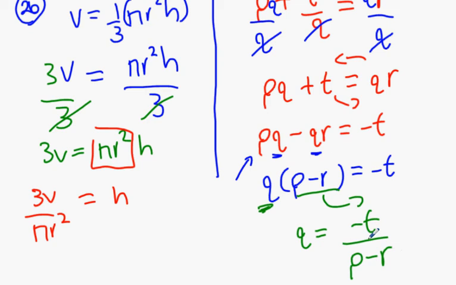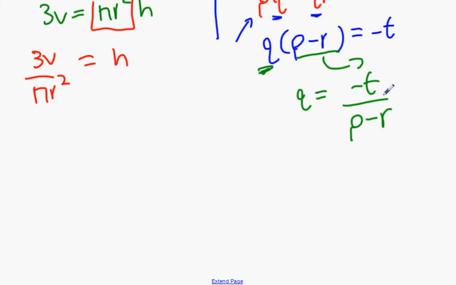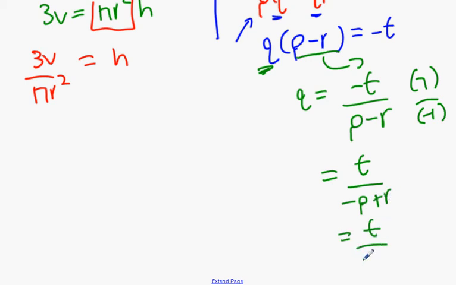Now, somebody in the class may have done this a slightly different way, and you'll end up with the correct answer, but you might not know it's the correct answer. Remember what I told you guys, where if you multiply the top and bottom of a fraction by the same number, it doesn't actually affect the value of the fraction. Do you remember that? What happens if we multiply top and bottom by minus 1? What happens? We get plus T over minus P plus R, which is the same thing as T over R minus P.